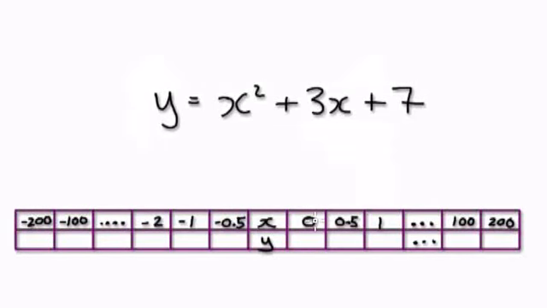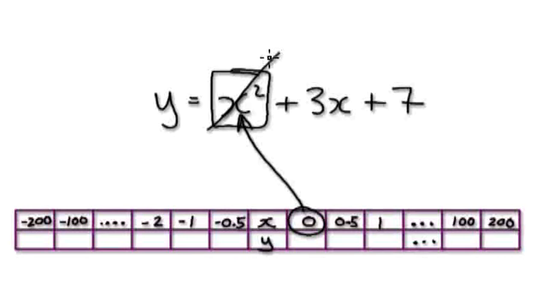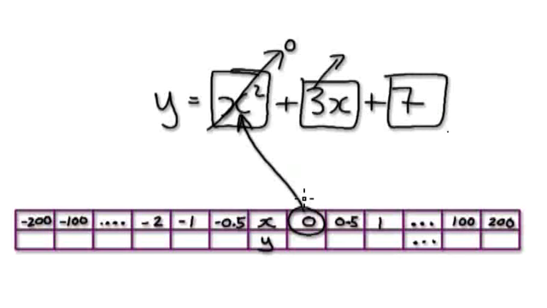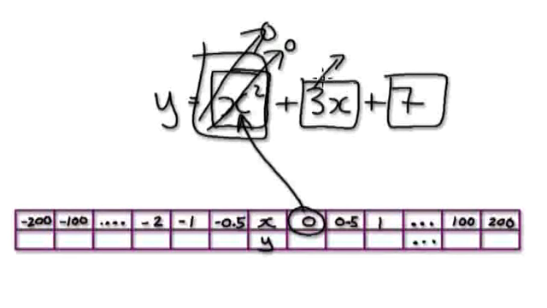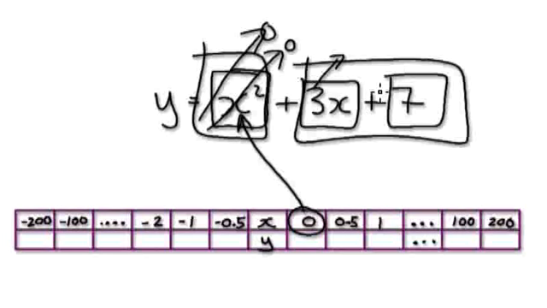Now, if you put 0 into the x here, this term here equals 0. This term here equals 0. So you can see, when x is 0, this term here vanishes. It's nothing in comparison to these two terms.